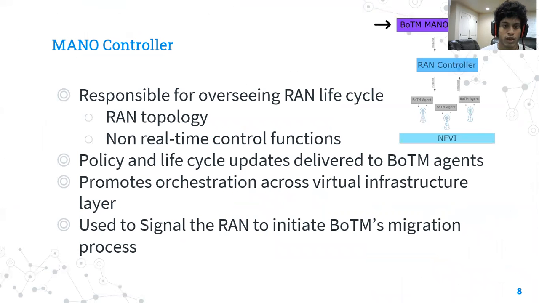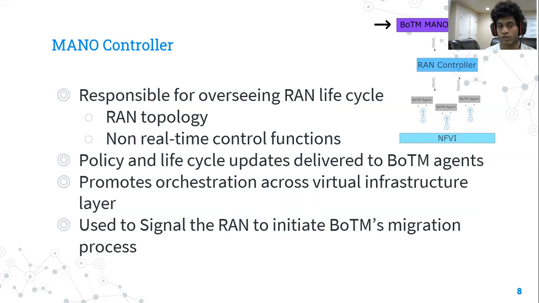So at the very top level, we have the MANO controller. And the MANO controller is responsible for overseeing the RAN lifecycle. And this is at the core of BoTM. Essentially, because the MANO controller is responsible for managing the RAN topology and these non-real-time control functions. And what this means is that the MANO controller is essentially in charge of deploying base stations, or removing these base stations, so therefore molding the RAN topology, or dictating what sort of transmit bands will be used, or which base stations get which resources.